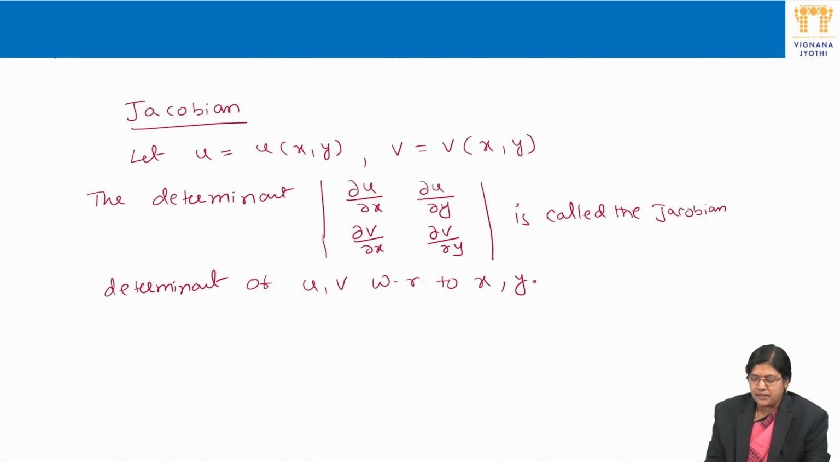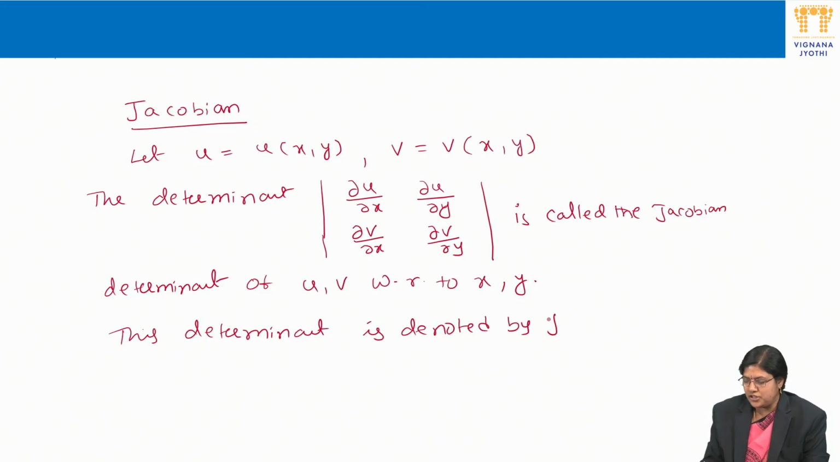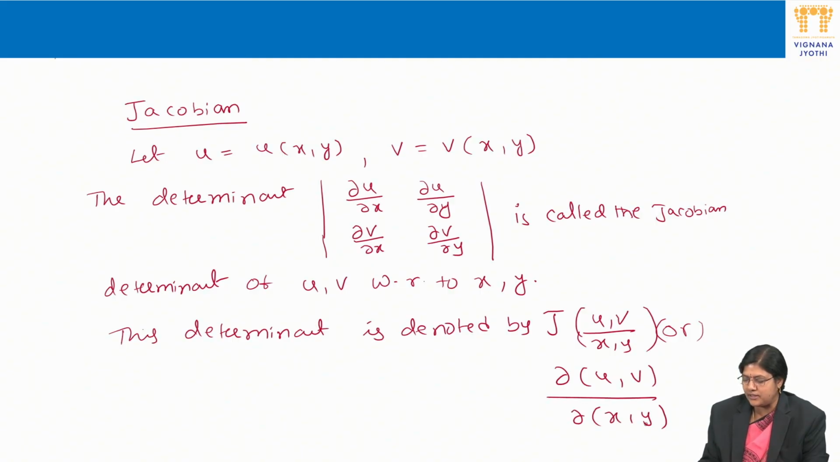This determinant is denoted by j of u comma v with respect to x comma y, and also by dou of u comma v with respect to dou of x comma y. Here, u comma v are dependent variables, x and y are independent variables.